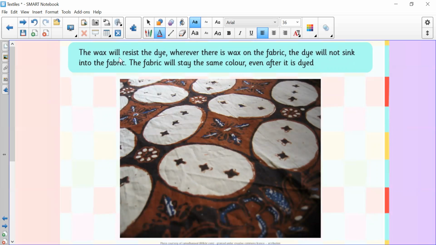Okay, so as I just said, the wax will resist the dye. Wherever there is wax on the fabric, the dye will not sink into the fabric. The fabric will stay the same colour even after it is dyed. So just have a little look here. What parts of the fabric do you think the wax has been poured onto? If you've got someone with you, you can discuss this. Okay, yep, so the fabric was this cream colour, so obviously here would have been all waxed and these little sections of this pattern here and here, so it gives that really interesting effect.